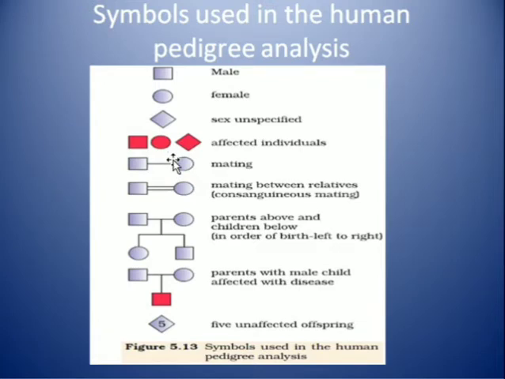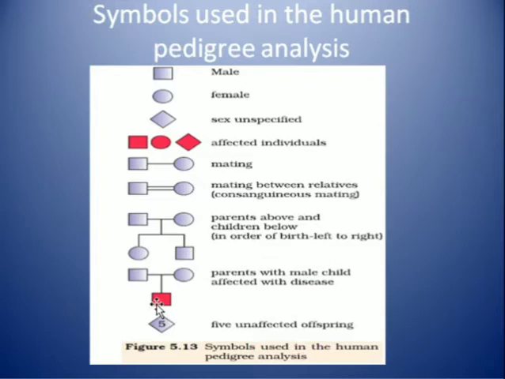A single line between a male and female shows marriage or mating. A double line shows mating between close relatives, which is known as consanguineous mating. Lines that originate from this line and then go down and show two boxes, the male and female, these are the children. So if these are the parents, then these are the children of the parents.